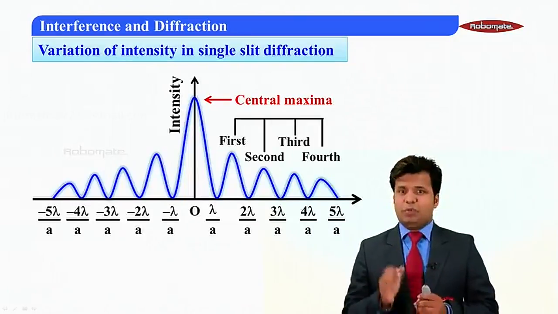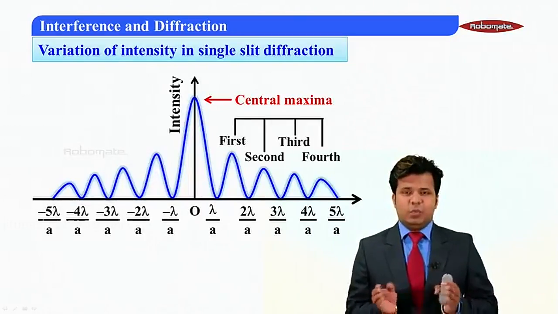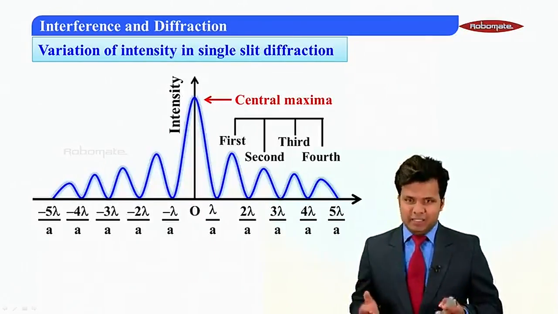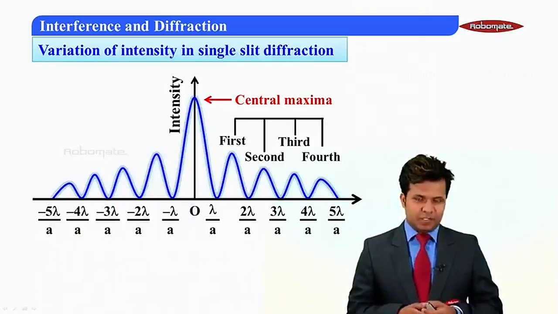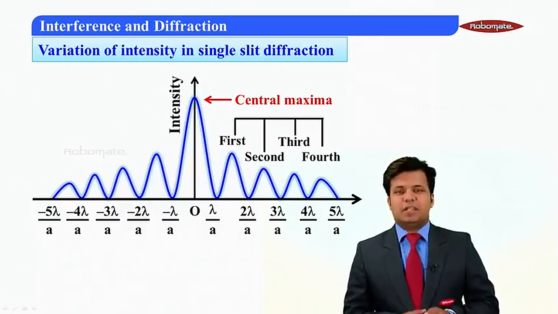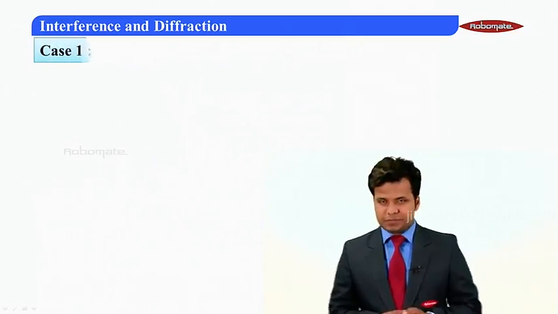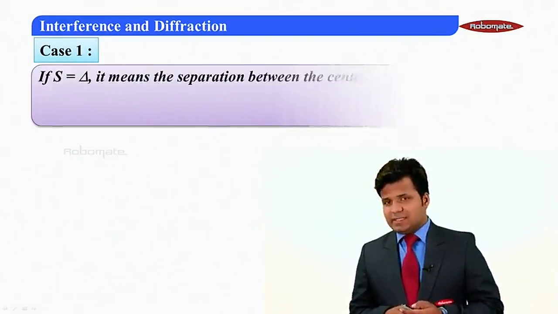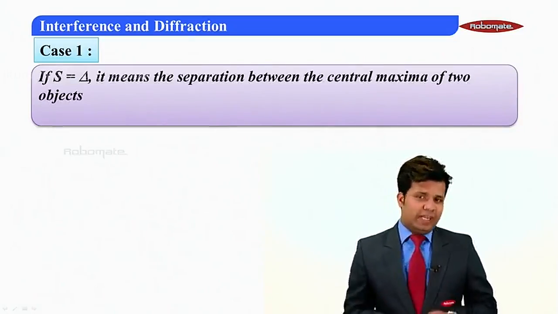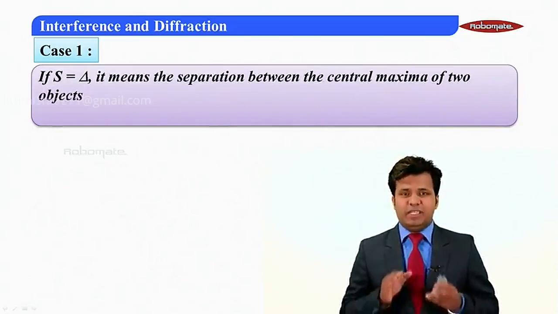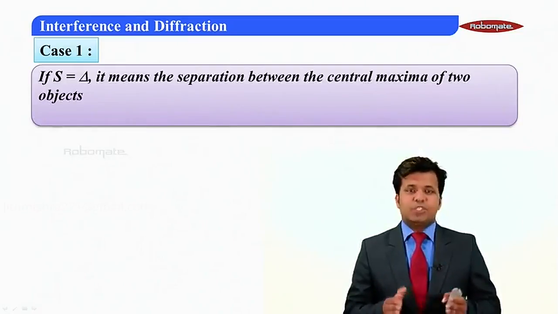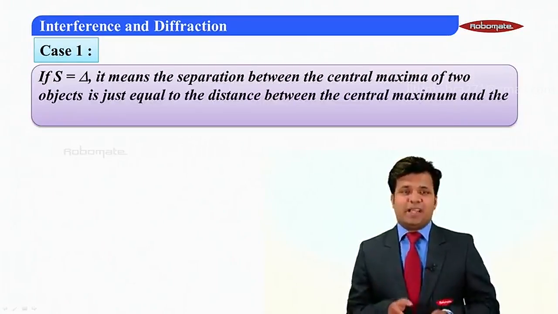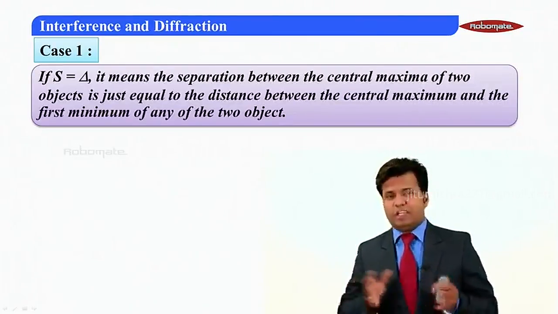But if the 2 points are very close to each other, then what would be the condition that they are seen separated? That condition is given by Rayleigh's criterion. So let us try to understand the first case of it. The first case is if S is equal to delta, that is, the separation between central maxima of two objects, which is represented by S here, is equal to the distance between the central maximum and the first minimum of any two objects.